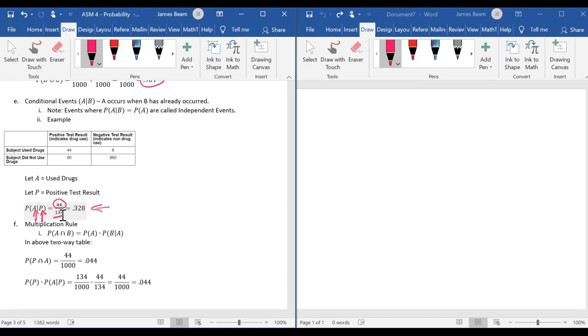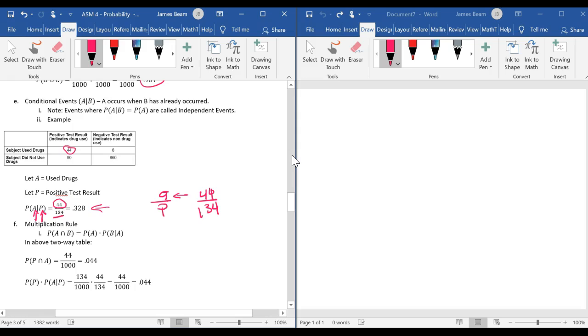This is a horrible test. We should never use this, right? One of the ways to get the kids to see this is it's A over P. If you kind of turn this sideways, A is the number of drug users, 44, out of P, the number of positive tests, which is the 134. Some kids find it easy to visualize it that way. So that gets you the conditional.